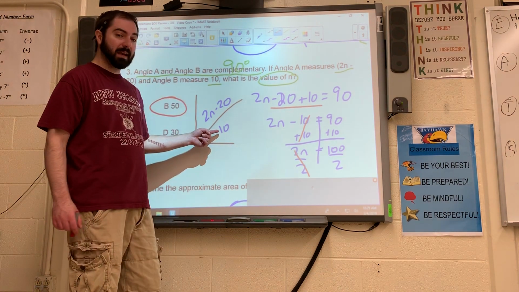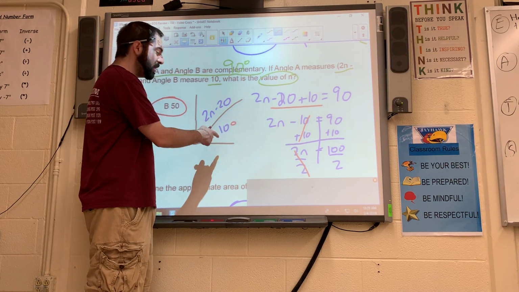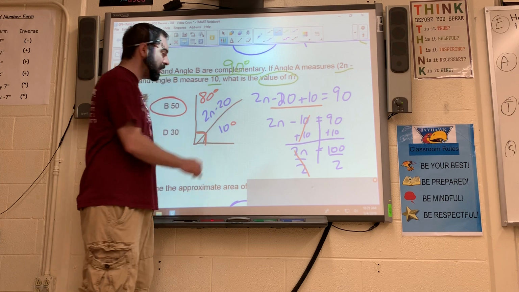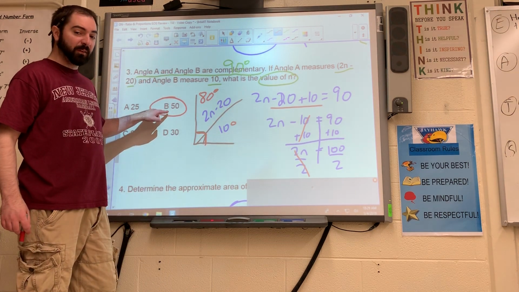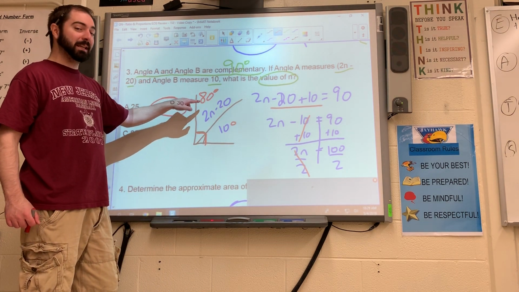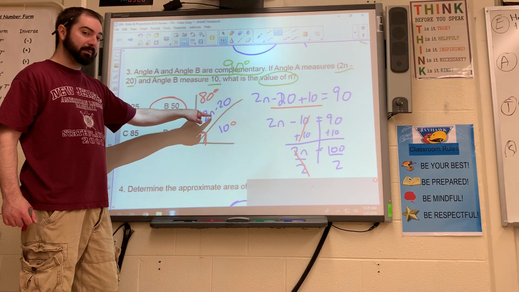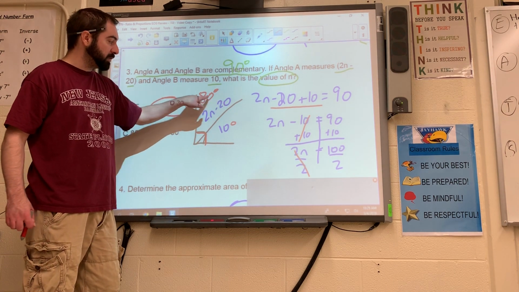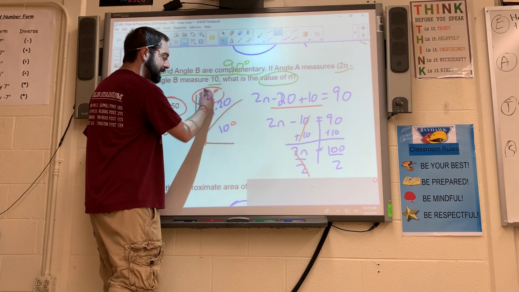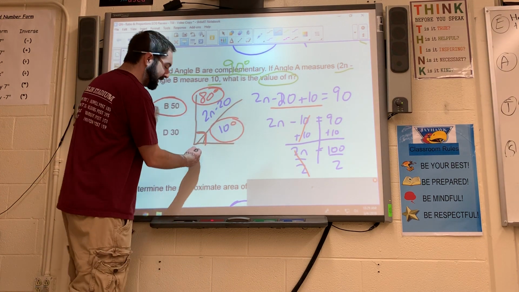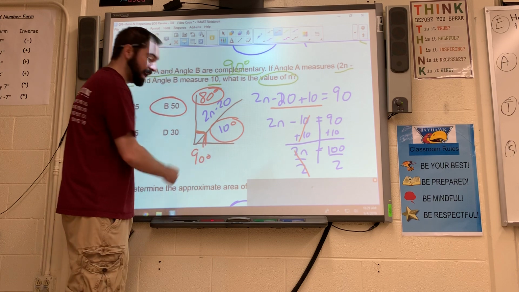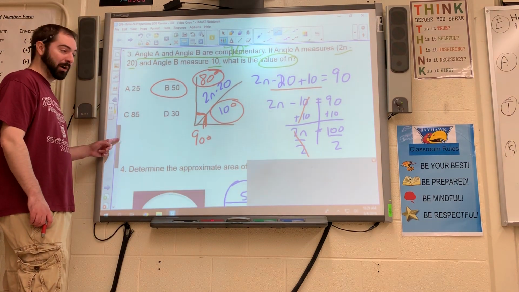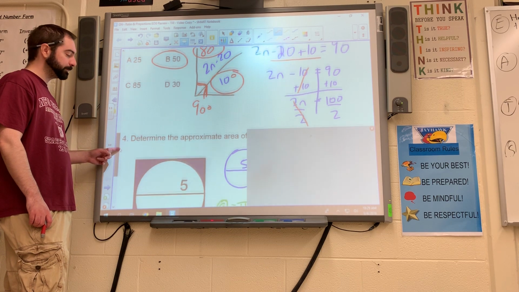We know that this angle is 10 degrees. We know that for them to equal 90 degrees, this should be 80 degrees. Well, if n is worth 50, then this angle should be an 80-degree angle. 2 times n, 2 times 50 is 100. 100 minus 20 is 80, and 80 degrees plus 10 degrees is a 90-degree corner angle. Thumbs up, yes, absolutely. Always can check work in geometry algebra problems.